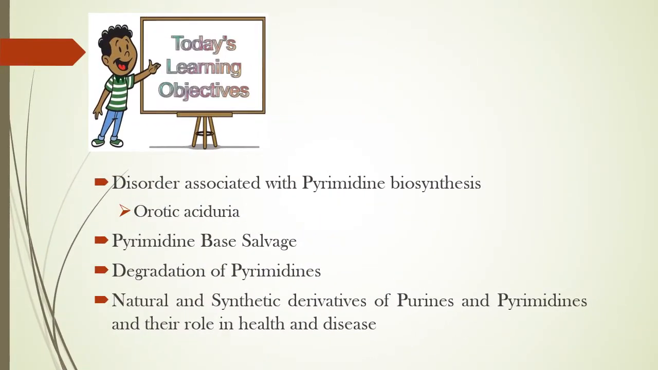Contents of today's lecture include one of the important disorders associated with biosynthesis of pyrimidines, and that is called orotic aciduria. Then we'll see the reactions for the salvage of pyrimidine bases. Afterwards, we would focus on degradation or breakdown of pyrimidine nucleotides. And lastly, we would be focusing on natural and synthetic derivatives that can be obtained from purines and pyrimidines and their significance in health and disease.